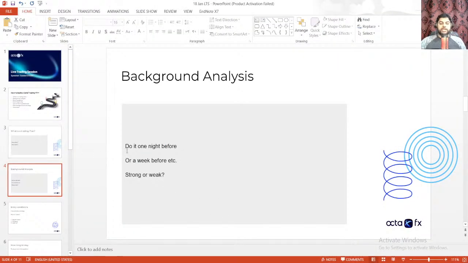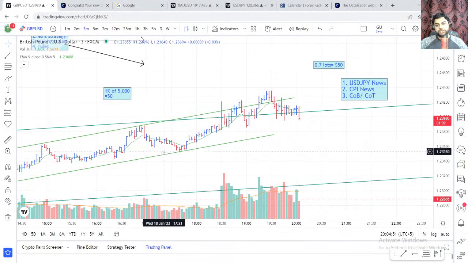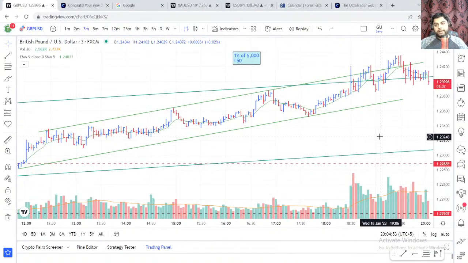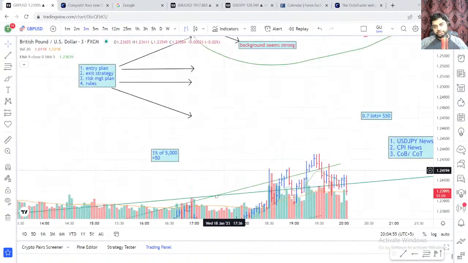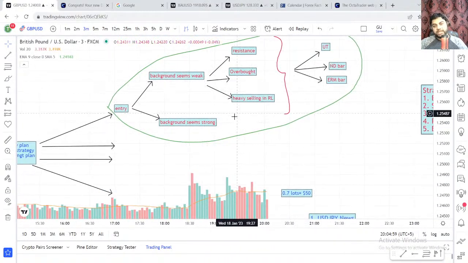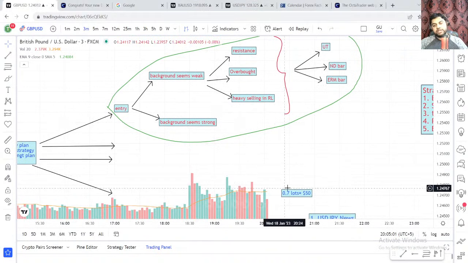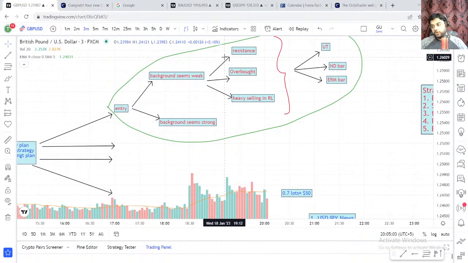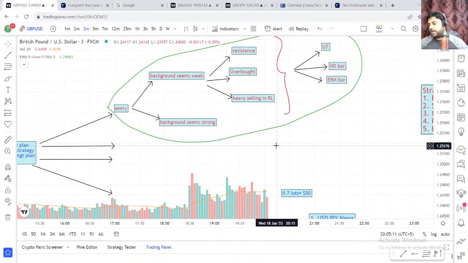Okay, so let's go ahead now and do our contents. The background can be strong or weak depending upon where the market is going. If the background is strong, that means the market is going up, then you will look for buying opportunities, as we discussed over here. If the background is weak, then you will look for the other opportunities. I hope by now you know that you will put these arrows over here, and you will also make your trading plan accordingly.